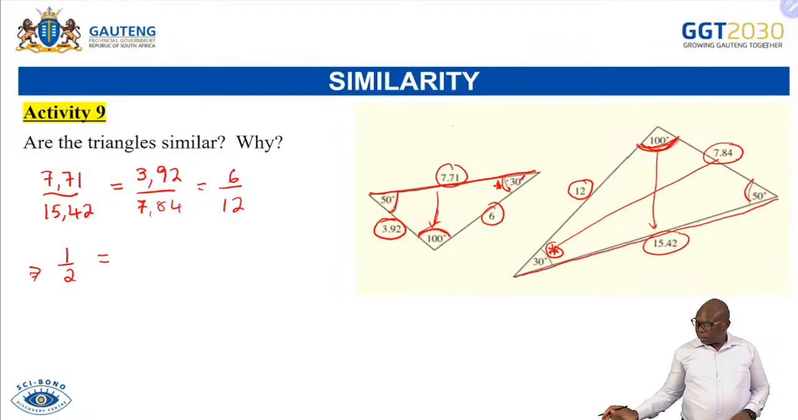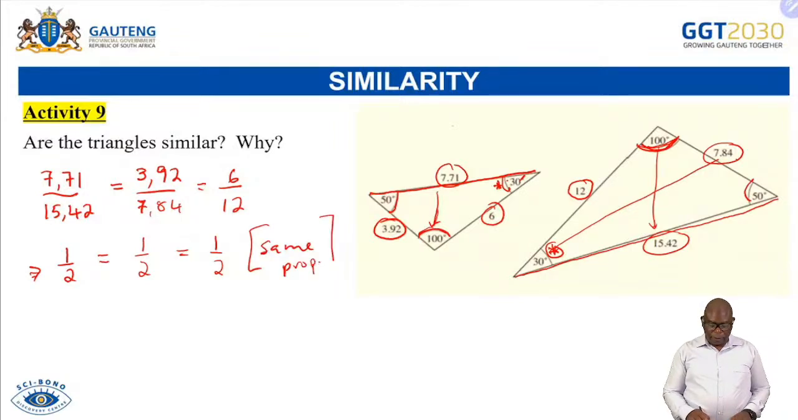If I check 3.92 and I divide this by 7.84, the answer is a half. So they are in the same proportion. Same proportion. Therefore, I can declare that the two triangles, triangle DEF and triangle ABC, are going to be similar.